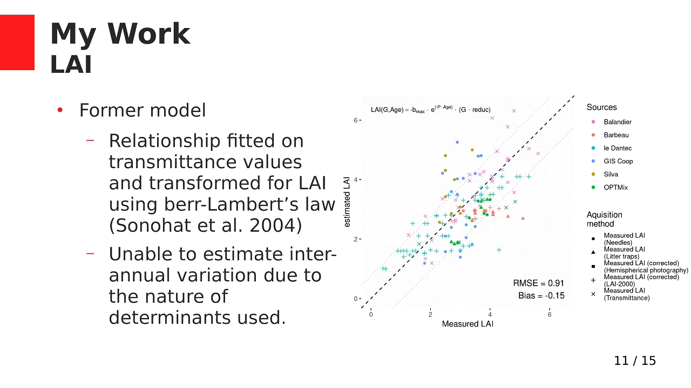As a starting point, we plotted the estimation of the existing model on the LAI estimation of a forest stand given its age and basal area. You can see on this figure on the horizontal axis the measured LAI, and on the vertical axis the estimated LAI. The colors stand for the origin of data, and the shape of points represents the method of acquisition of LAI values. Given the data used by the model to estimate LAI, it seems impossible to express the interannual variability of this value.